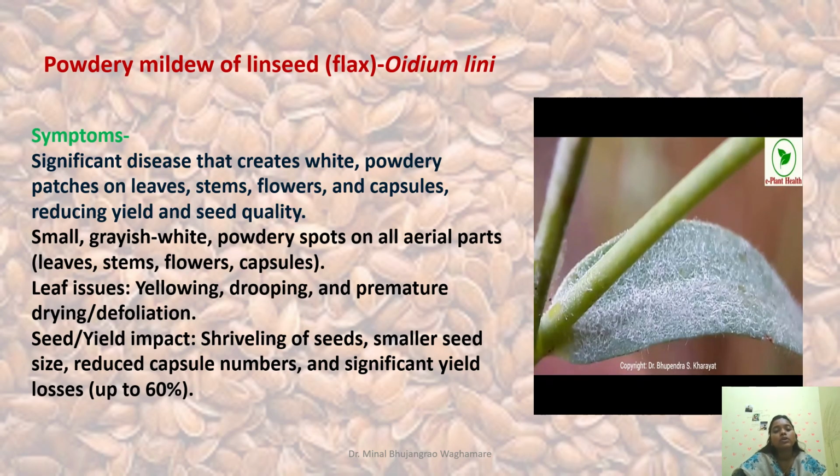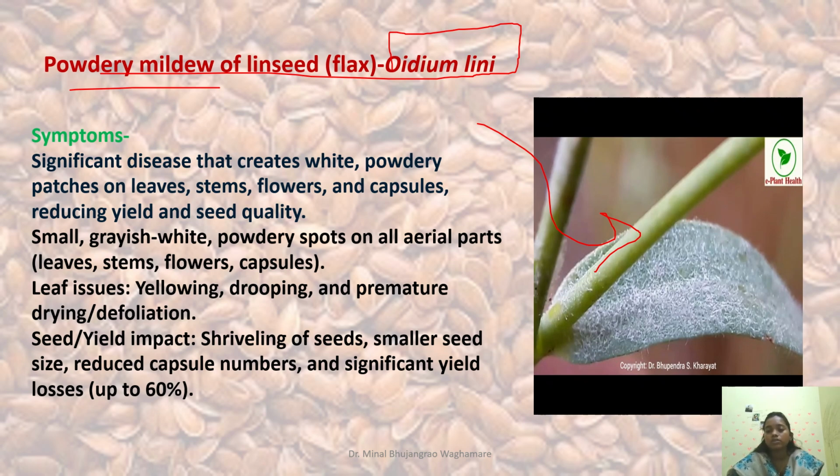Coming to another important disease of linseed, one of the last diseases of the linseed crop, that is powdery mildew of linseed. The causal organism is Oidium lini. In this, whitish fungal mycelium growth occurs on the leaves and pods. Along with this, black color lesions also appear on the leaves. We can see powdery patches appear on the leaves, stem, flowers and capsules, which ultimately show small grayish whitish powdery spots on the aerial parts, that is again leaves, stem, flowers and capsules.